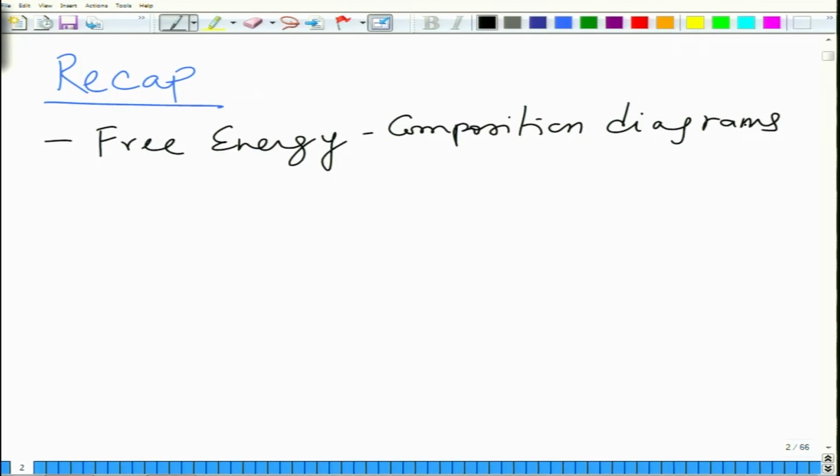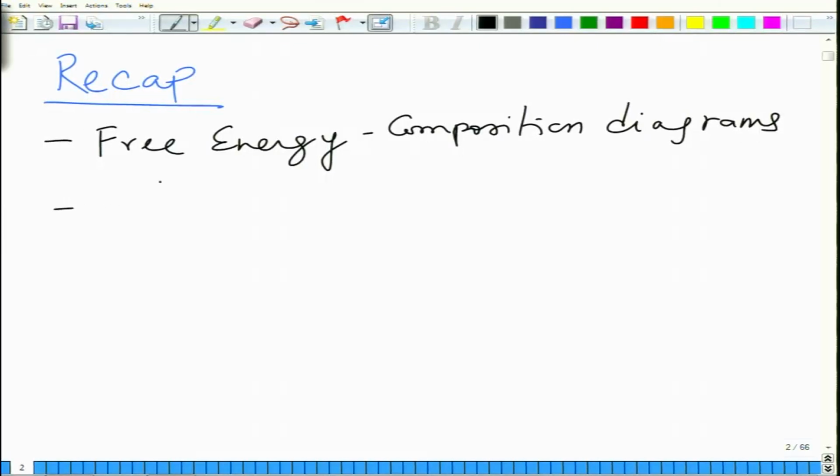Free energy composition diagrams are the diagrams in which you plot the free energy of various phases at a constant temperature as a function of composition. When you vary the temperature and look at the relative movement of the free energy composition curves of different phases, they define the new equilibrium for the existence of phases. So if you vary them at various temperatures, you can construct phase diagrams from them.